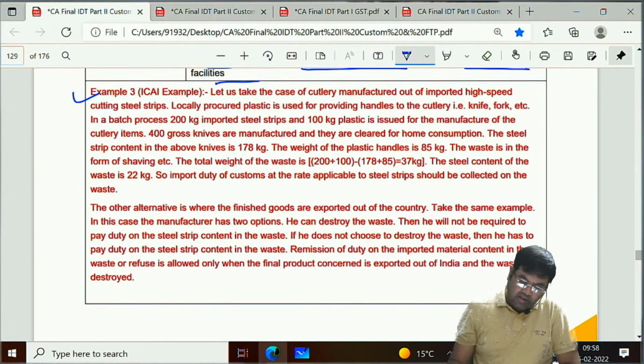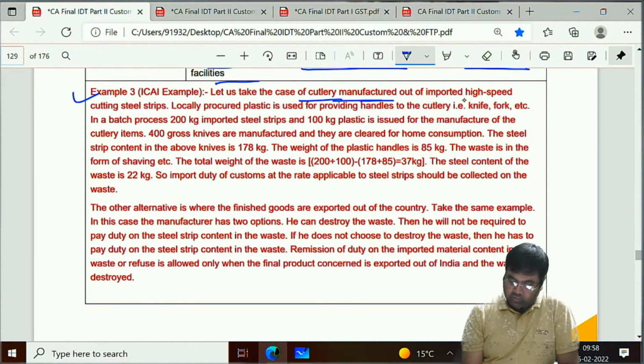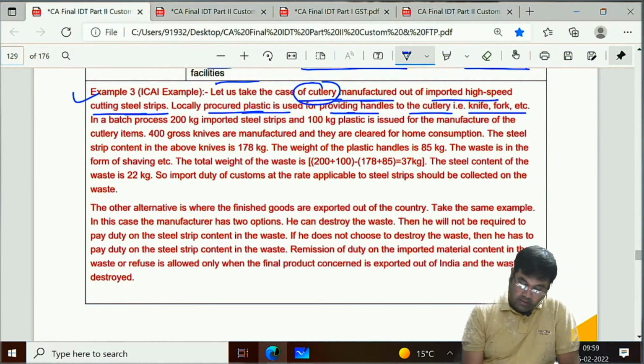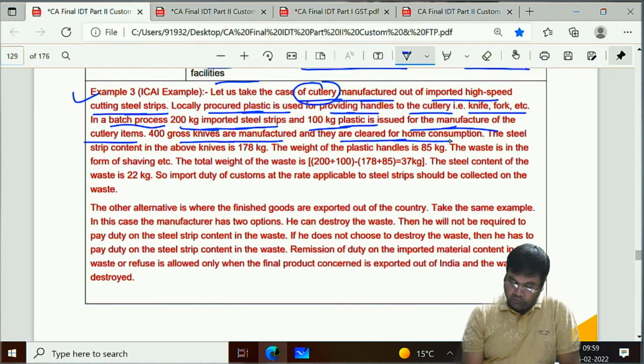Example 3. Let us take the case of cutlery manufactured out of imported high-speed cutting steel strips. Locally procured plastic is used for providing handles to the cutlery, knife, fork, etc. So basically, a person would like to manufacture cutlery. So he imported high speed cutting steel strips and also used locally procured plastic. In a batch process, 200 kg imported steel strips and 100 kg plastic is issued for the manufacture of the cutlery item. 400 gross knives are manufactured and they are cleared for home consumption.